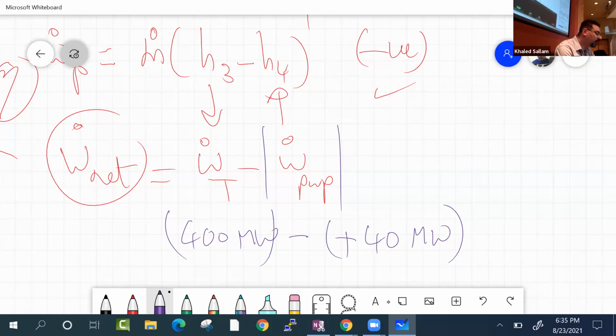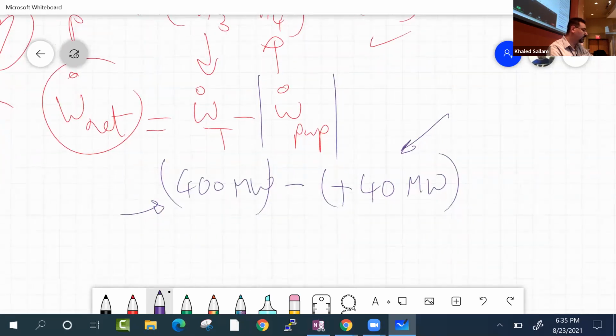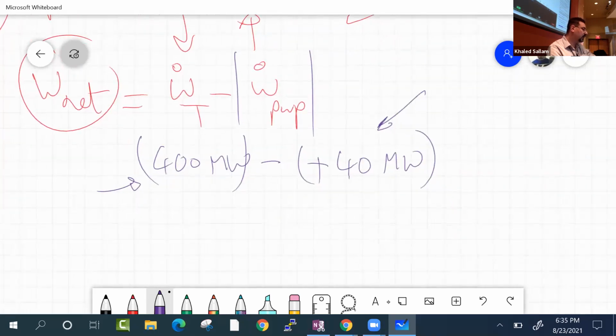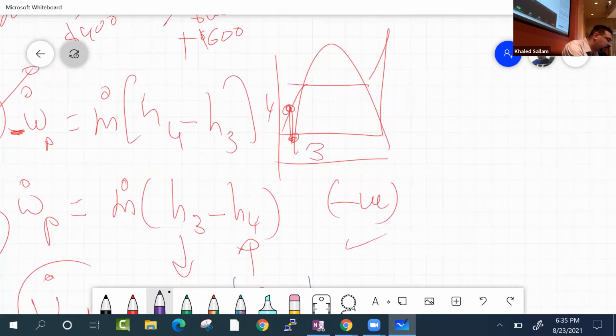So you will find out that this number, the work pump, is always very small compared to work turbine. Very small. Okay? So if it's comparable, then you did something wrong. Work pump is very small. So how did we calculate work pump? H minus H. How do I calculate this H4?